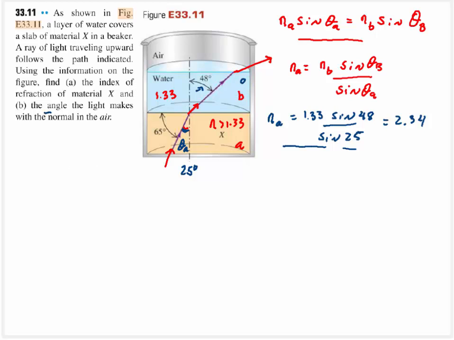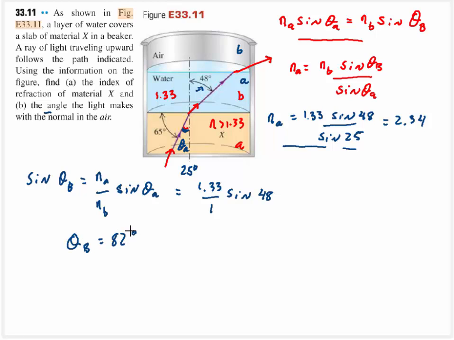So now this is going to be our material A, and this is going to be material B. We essentially say the same thing. We're going to say sine of theta b is going to be equal to NA divided by NB multiplied by sine of theta A. So we can go ahead and say this is going to be 1.33 divided by 1 multiplied by sine of 48. Go ahead and take the arc sine of both sides. We're going to get theta b is going to be equal to 82 degrees.